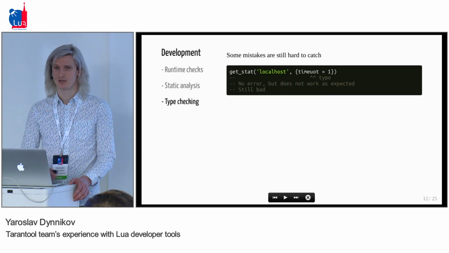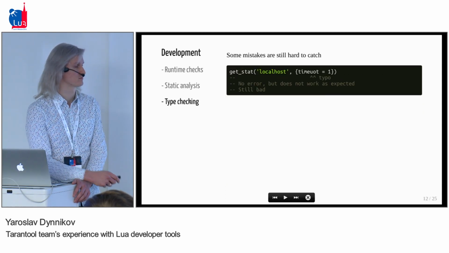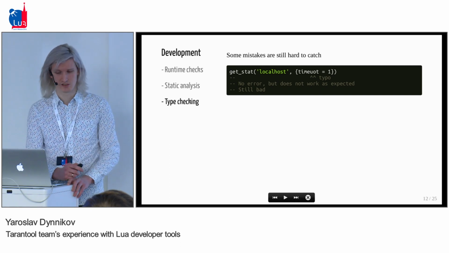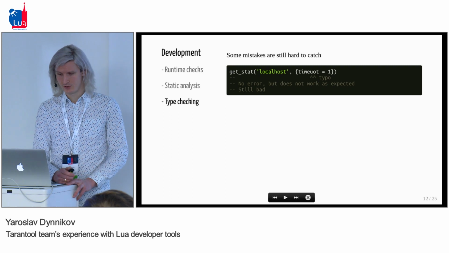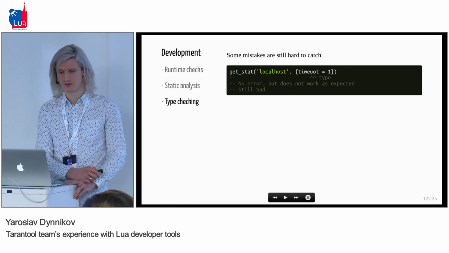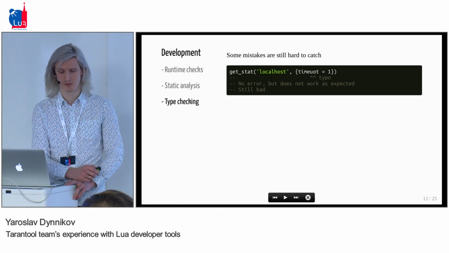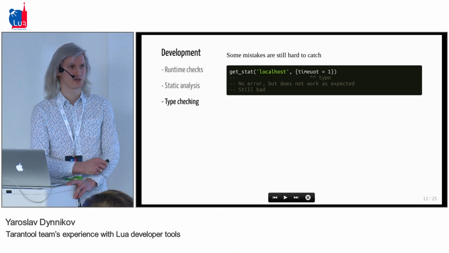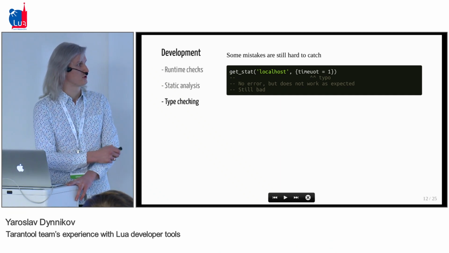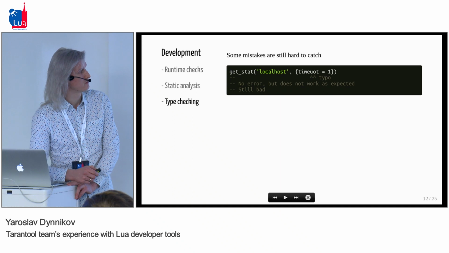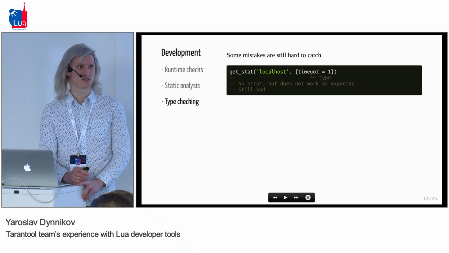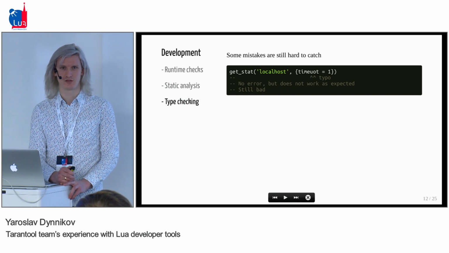Okay, but the second argument is still hard to check. First, if we don't make any checks and opts is a table, we are likely to miss this kind of typos. Here you see it's written with a typo. So if you don't have an assert, there is no way to check that everything is good.